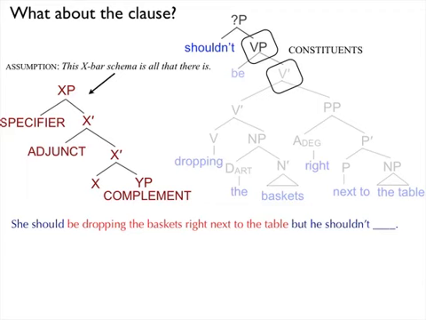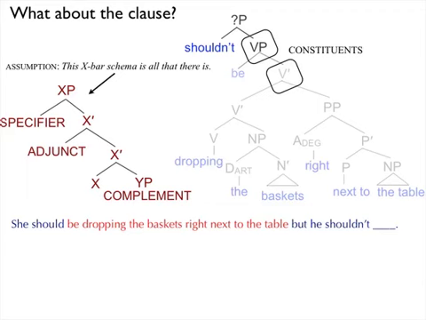We know that we've got shouldn't be dropping the baskets right next to the table. She could be dropping the baskets. She should be dropping the baskets right next to the table, but he should. I'm just making up arbitrary random sentences, right? But with enough structure so that we can see what the game is. But he shouldn't, and if we're right about the general claim that you can elide things that are whole constituents, then we know that dropping the baskets right next to the table must be a phrase of some kind. So let's say it's a VP.